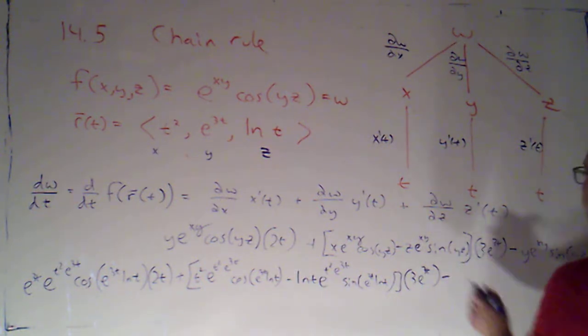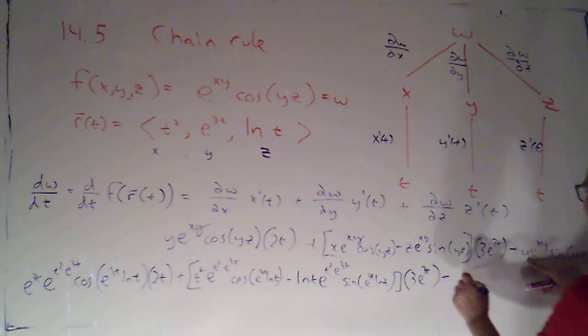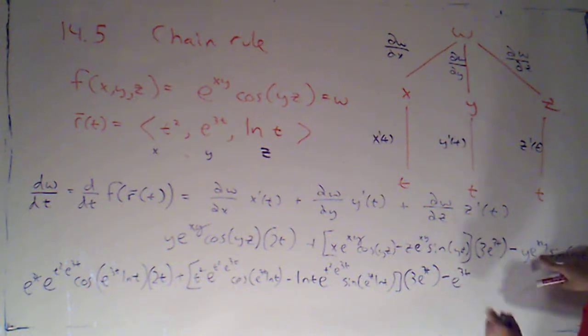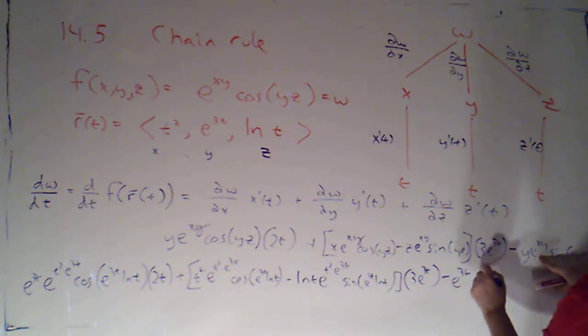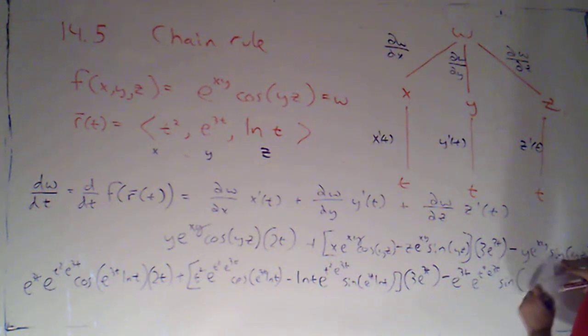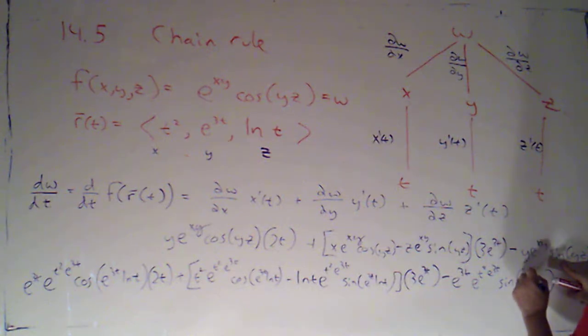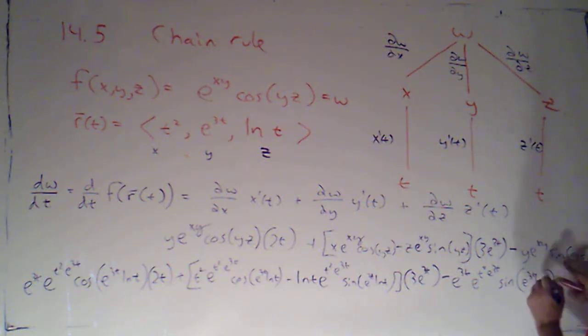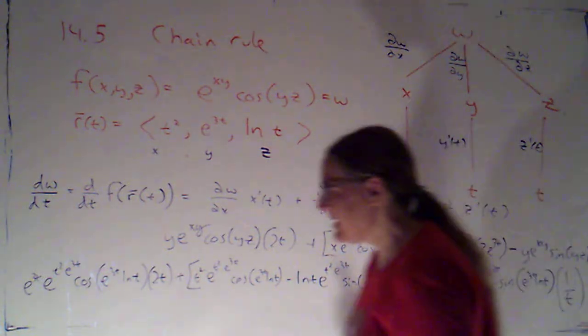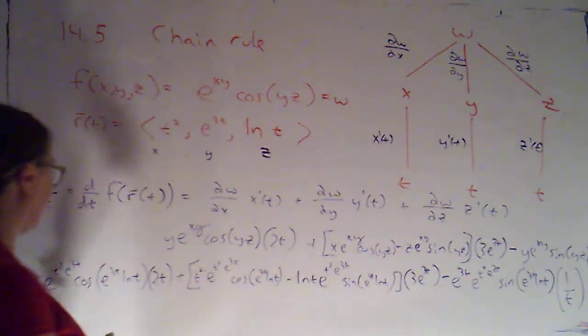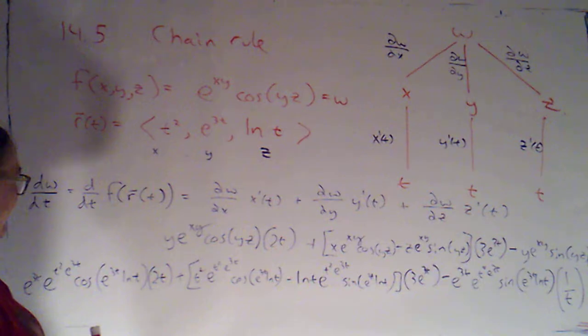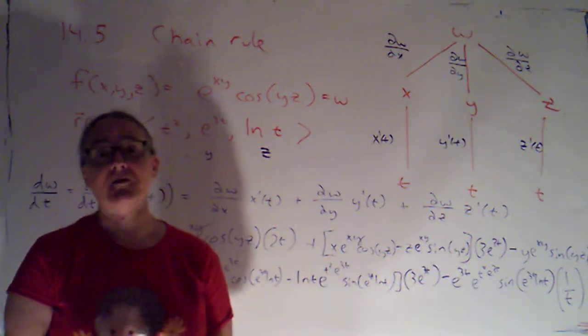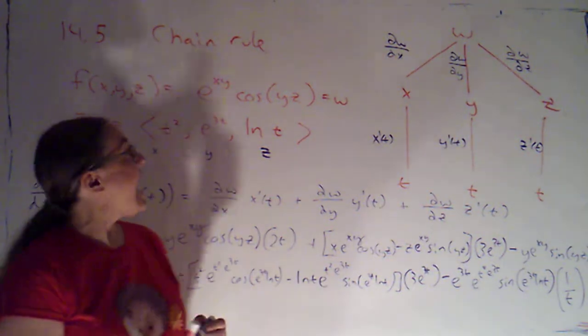Okay. Minus y is e to the 3t, e to the xy is e to the t squared times e to the 3t, times sine of y times z was e to the 3t times the natural log of t, and all of that was times a 1 over t. Okay, holy cow, wow. Okay, now, that was a long formula, okay?